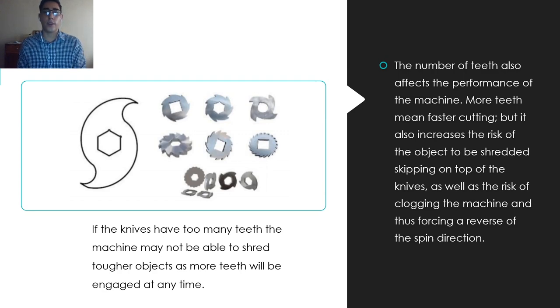More teeth mean faster cutting, but it also increases the risk of the object to be crushed skipping on top of the blade when spinning, as well as the risk of the machine being forced into a reverse spin direction. Also, if the blade has too many teeth, the machine may not be able to shred tougher objects.